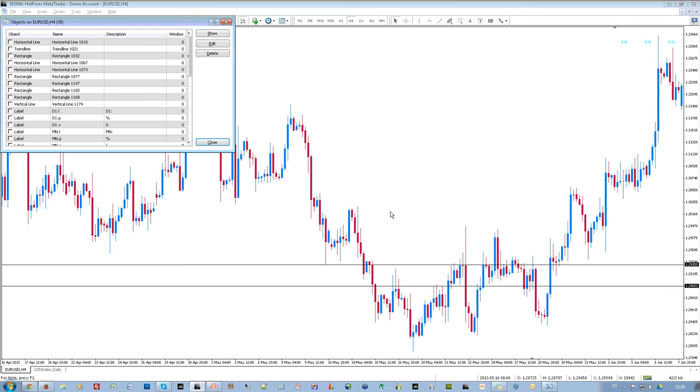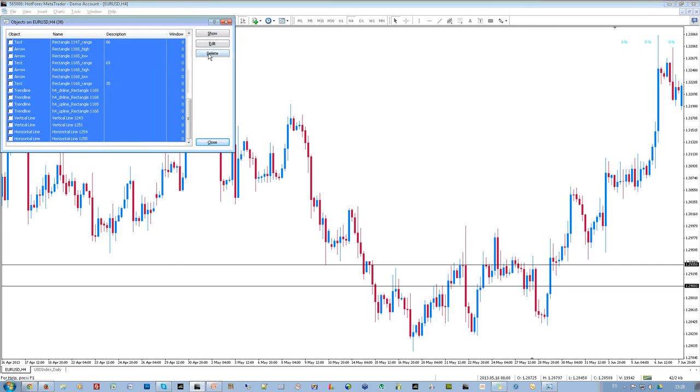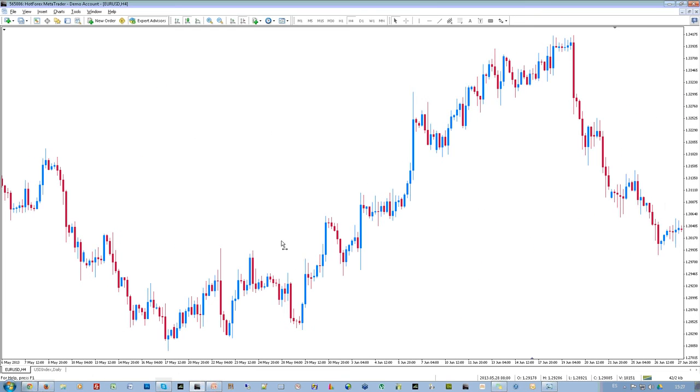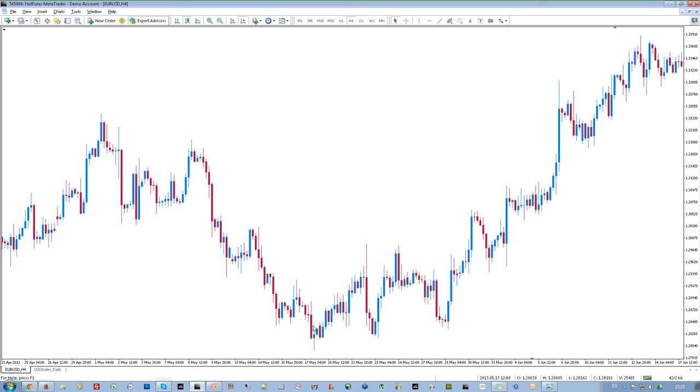Let's remove all these objects and let's see where we start. So let's start here, for example. Here we have several levels. So what do we do? We start drawing the levels. So let's draw this level over here.